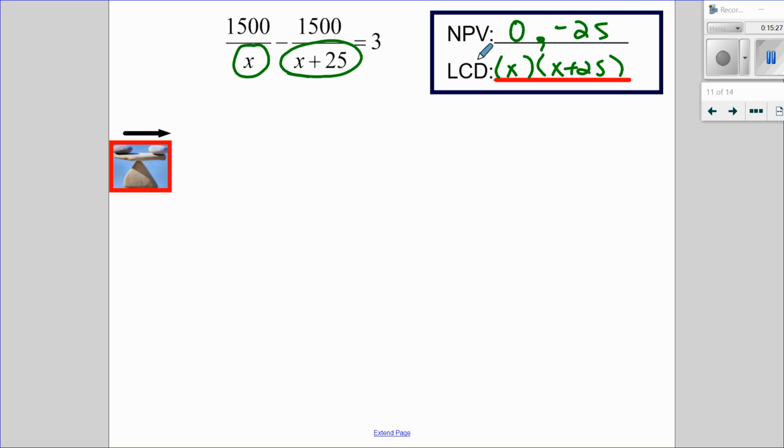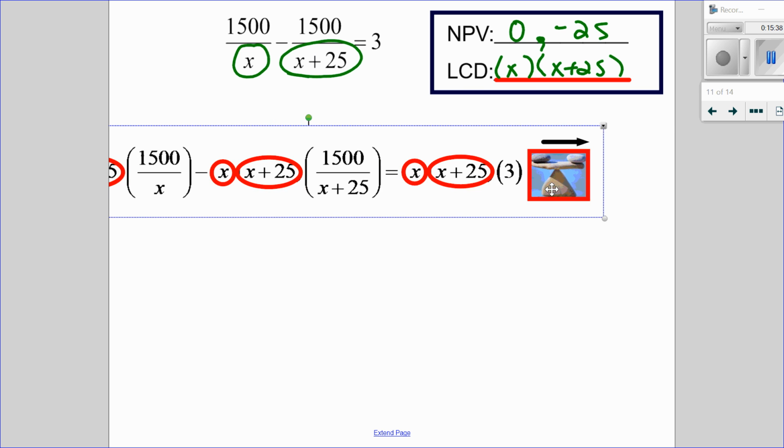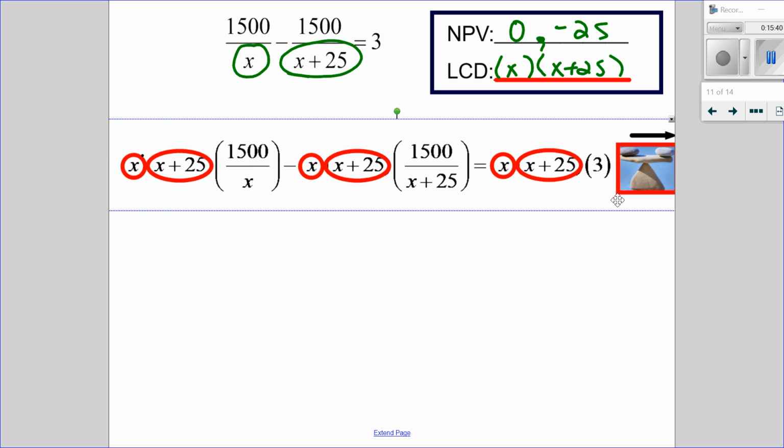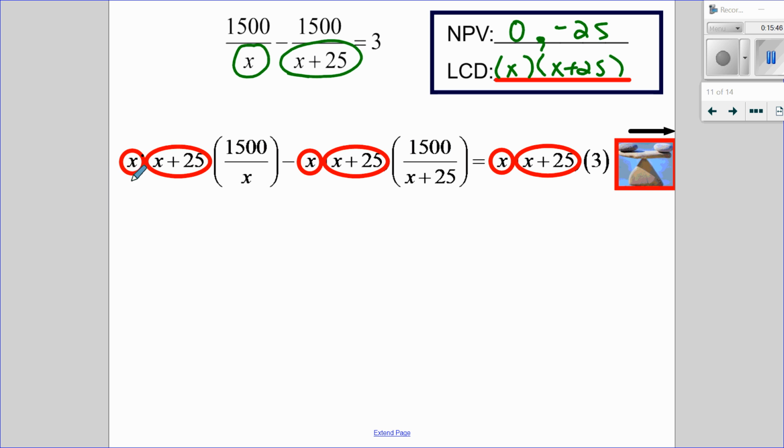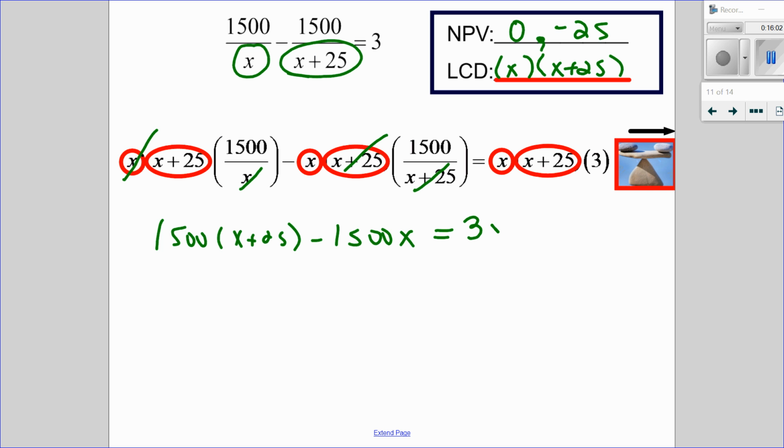So since I don't have a fraction equal to a fraction, I can't use crisscross. So what I am going to use is, again, balance. So looking at balance, I'm going to multiply every term by the lowest common denominator. So multiplying by x and dividing by x, that cancels. And I'm left with 1,500 multiplied by x plus 25. Multiply by x plus 25, divide by x plus 25, I'm left with 1,500 times x equals, let's multiply our monomials up front, 3x times x plus 25.